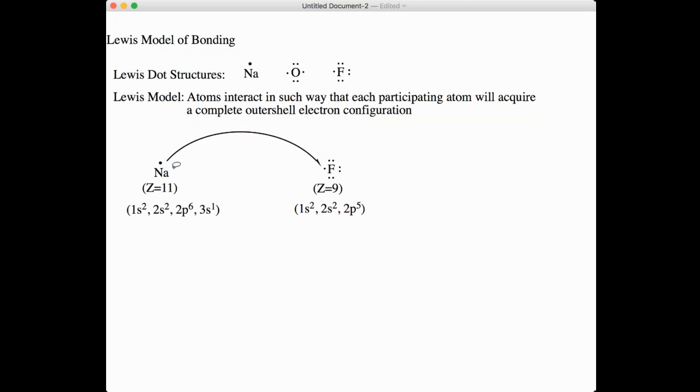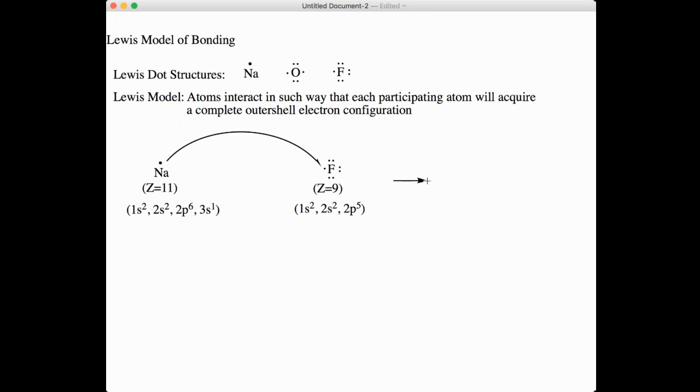But what I'm showing here is that if sodium donates 1 electron to fluorine, then sodium is going to be left with a complete octet in the valence shell right here. And fluorine is also going to complete an octet in the valence shell, which means that they both will have an electron configuration similar to that of the noble gases.